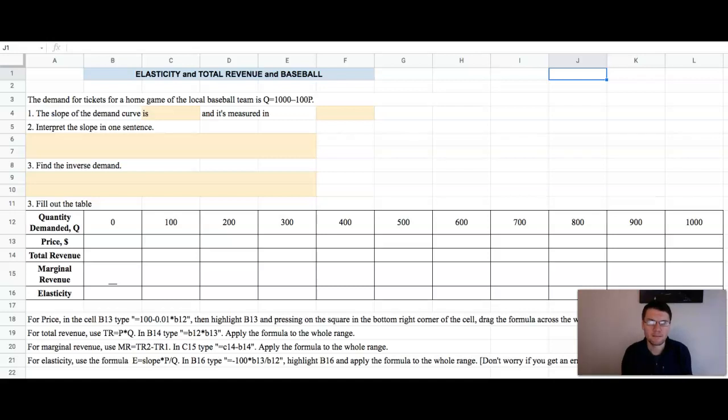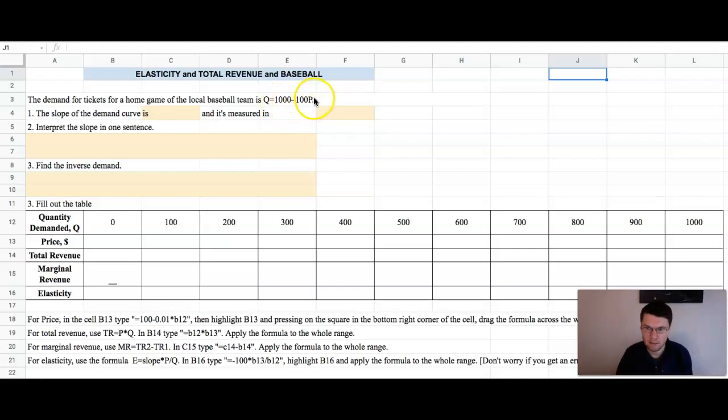Hello. In this example, we'll talk about how to deal with a demand function in Excel. And before we do some calculations, let's briefly revisit the interpretation of the demand function. Suppose you know the demand function for tickets for home games of a local baseball team. And suppose that demand is quantity equals 1000 minus 100 times the price.